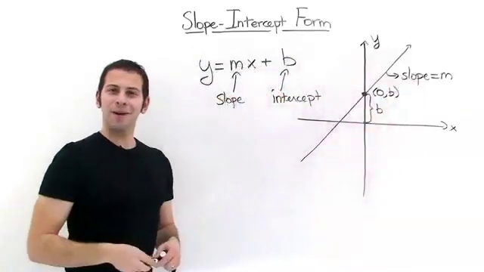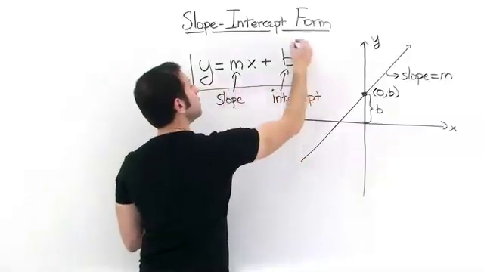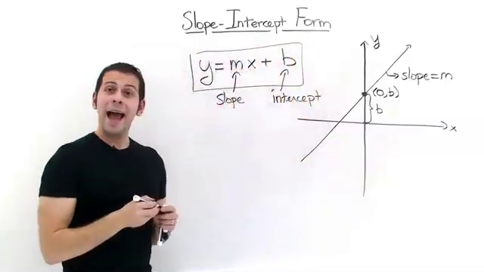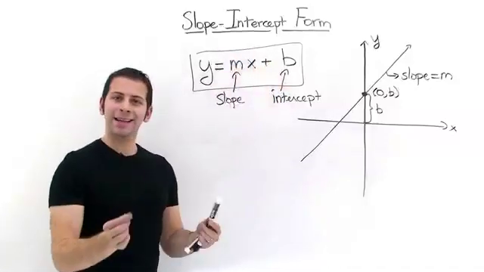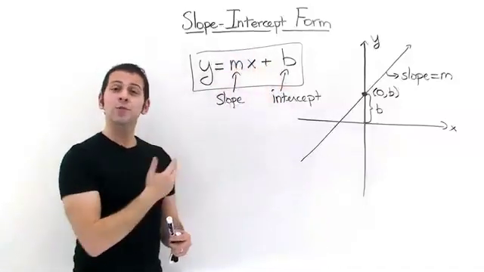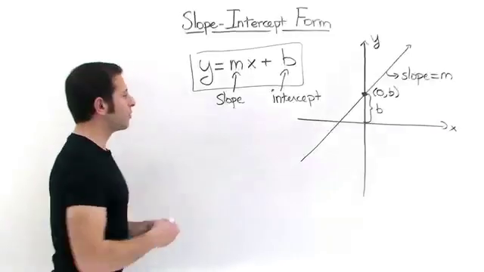And it works the other way around. If you see a line written in this form, then you know that the number in front of the x has to be the slope, and the number that's being added to m times x has to be the y-intercept. So that's why slope-intercept form is so useful. So let's go ahead and work through an example.